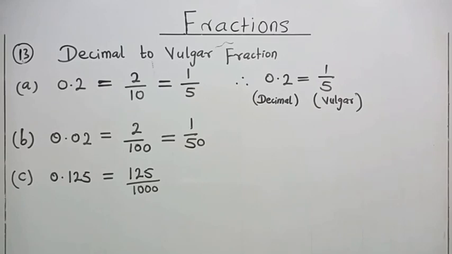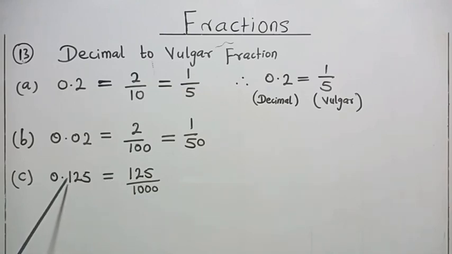And here comes the example. The example says 0.125. This is a decimal fraction, and we want to convert it to vulgar fraction. How is it to be done? Just the same way as before. How? Interpret 0.125. Now, let me interpret it.